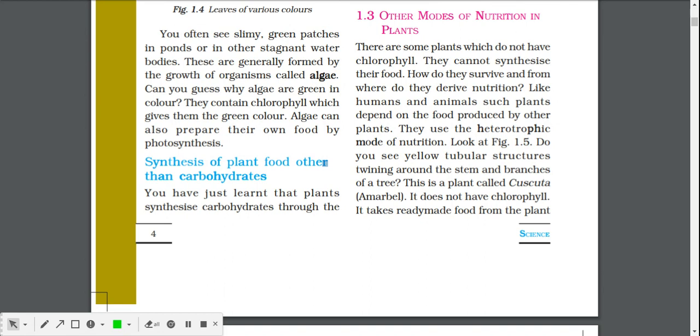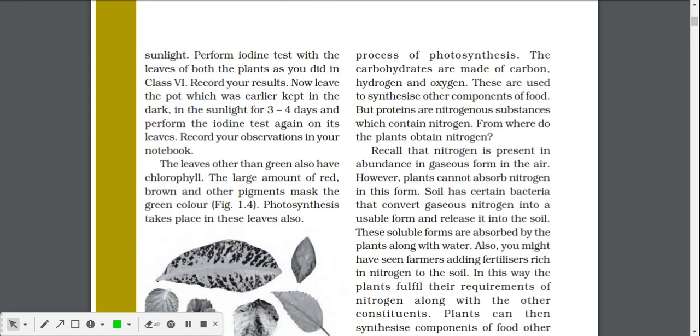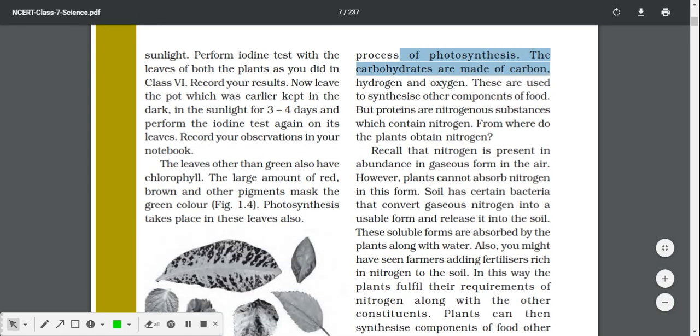Because of the presence of chlorophyll. Synthesis of plant food other than carbohydrates. You must have just learned that plants synthesize carbohydrates through the process of photosynthesis. The carbohydrates are made up of carbon and hydrogen and oxygen. So carbohydrates are basically made up of three things: carbon, hydrogen, and oxygen. These are used to synthesize other components of food.